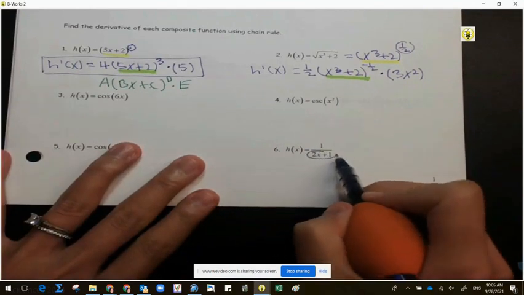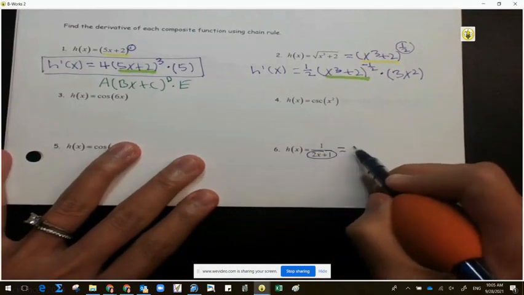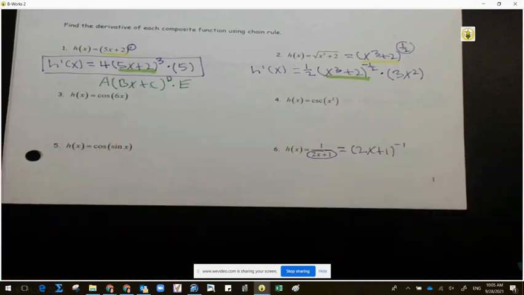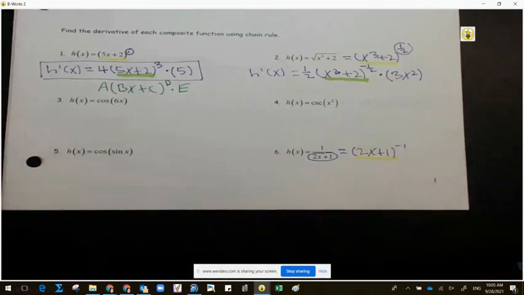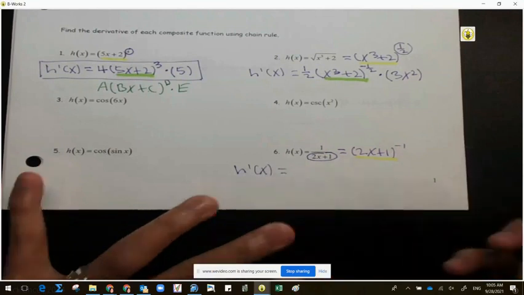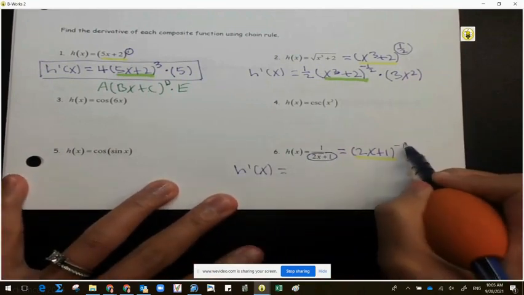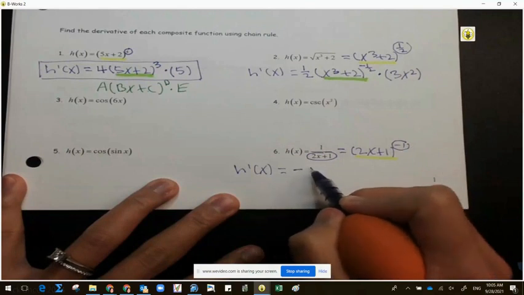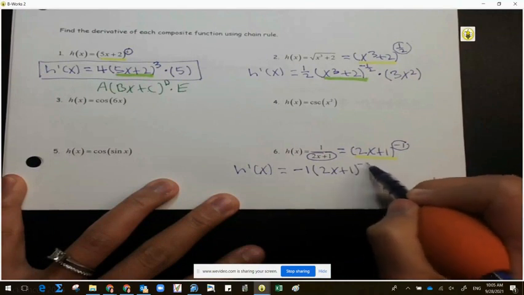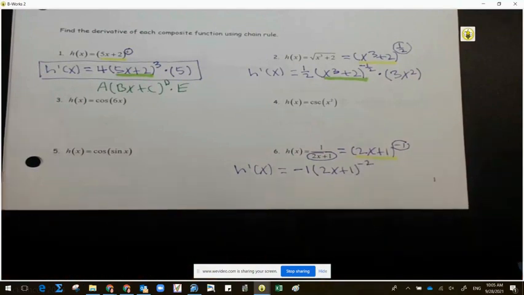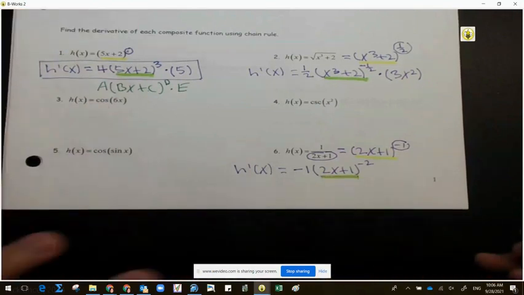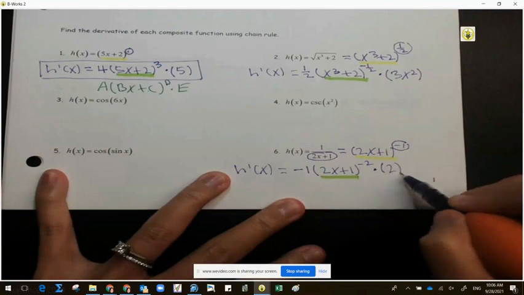We want to rewrite the denominator as a numerator with the power. So I have 2x plus 1, the power of negative 1. And again, underline the inside that we're not going to mess with. So our derivative, h prime of x, is equal to, what do I do with this number right here? Bring it to the front, and 1 less than that is -2. And then take the derivative of the inside. What is a derivative of the inside? 2. And that's it.